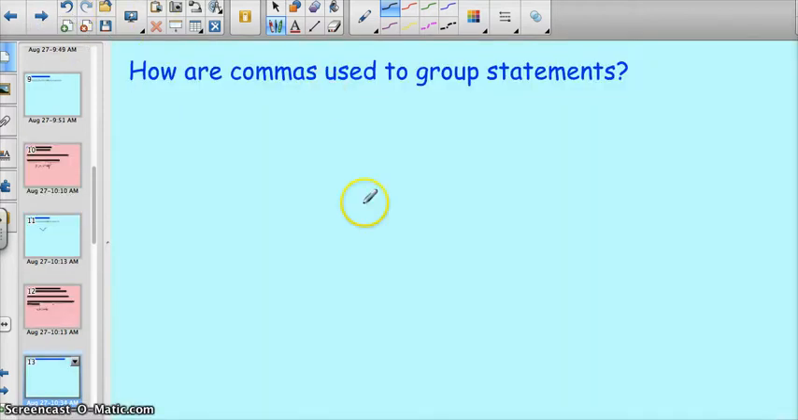All right, now this one's a tougher one here, okay? So make sure you're paying attention to the example I utilize here. How are commas used to group statements?